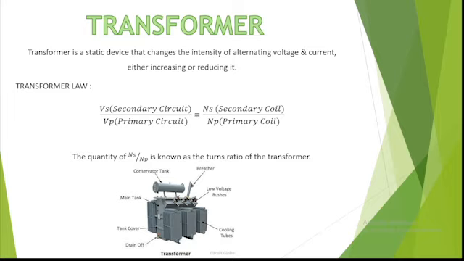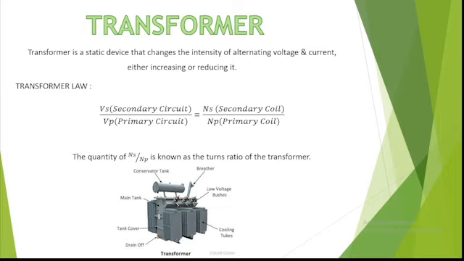Transformers are an essential part of an X-ray machine, in order that current supplied through the mains may be converted into a suitable form for the operation of an X-ray tube. A transformer is a static device that changes the intensity of alternating voltage and current, either increasing or reducing it. First, you have to understand why the transformer is called a static device.